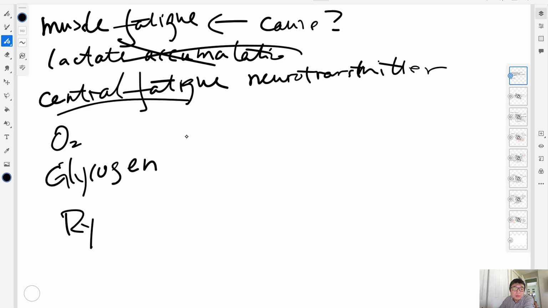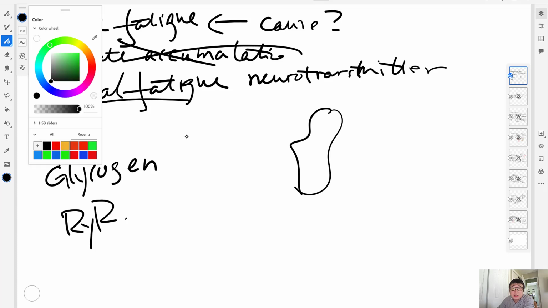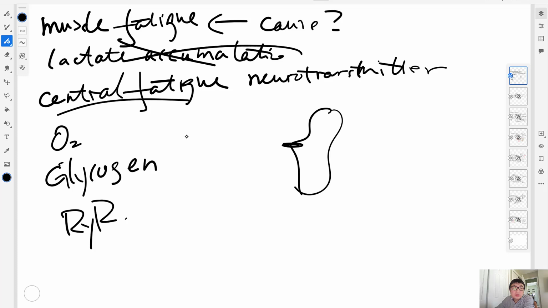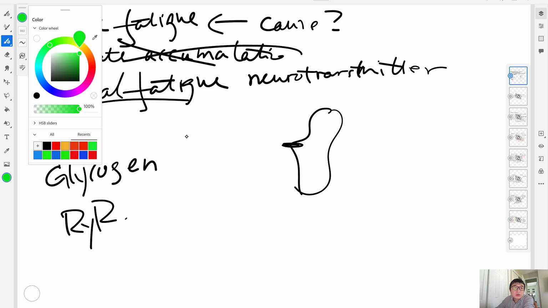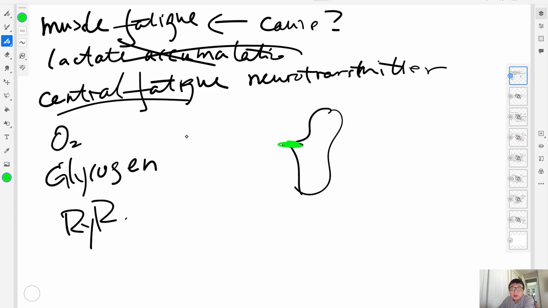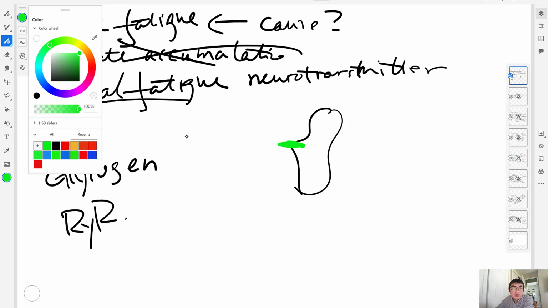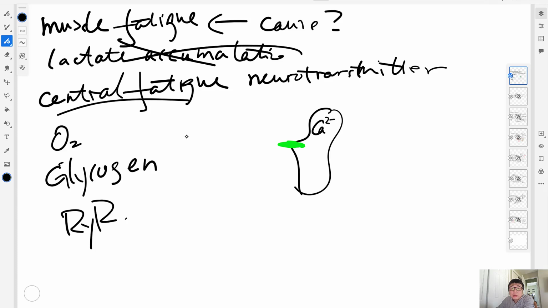And then probably the most promising target is RYR. We have mentioned this. RYR is on the top. This is the cap of the calcium reservoir, the sarcoplasmic reticulum.